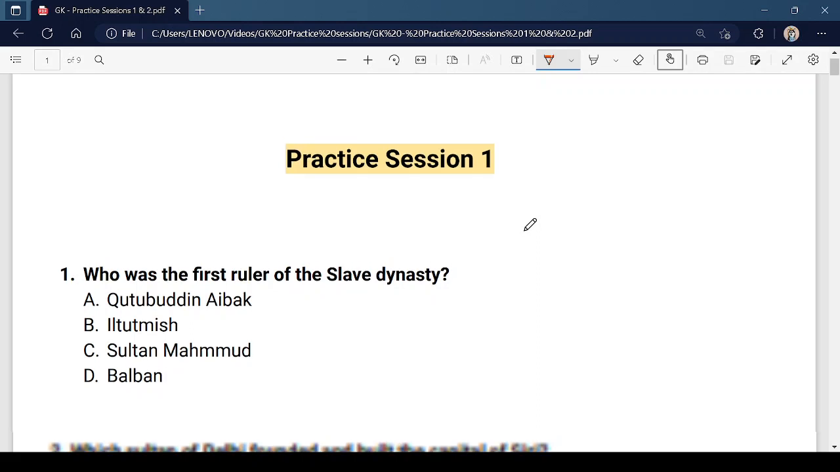The first question is, who was the first ruler of the Slave dynasty? The right answer is Qutbuddin Aibak.